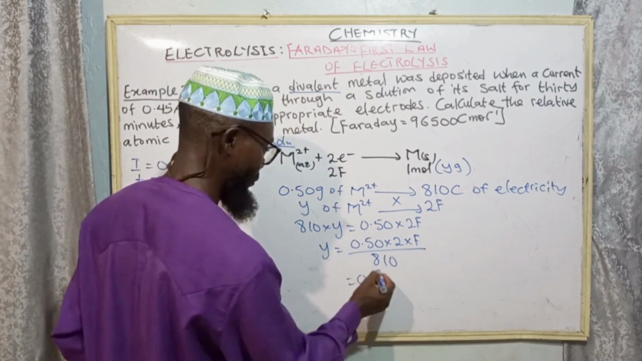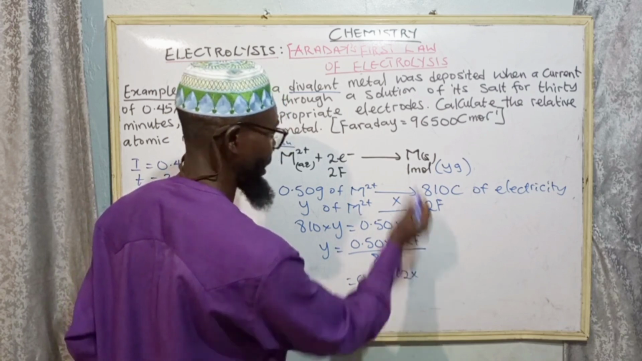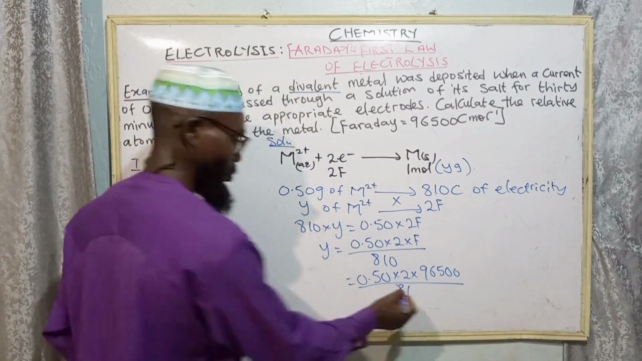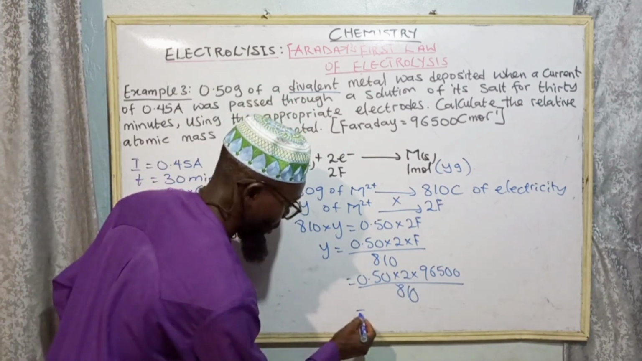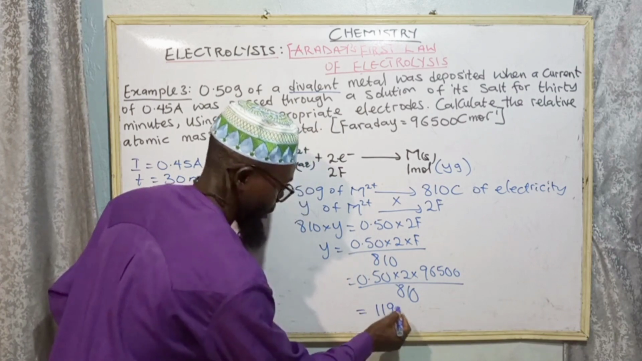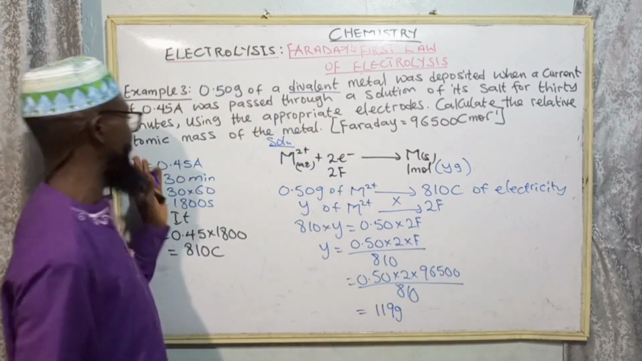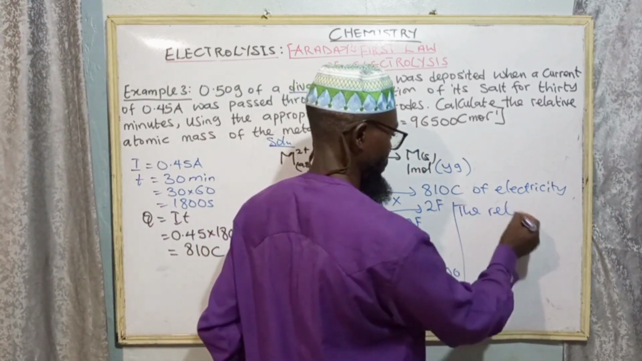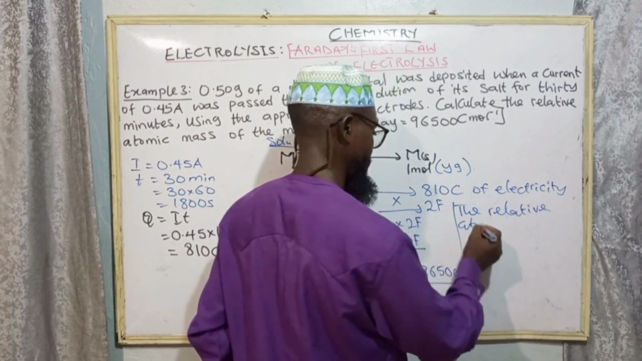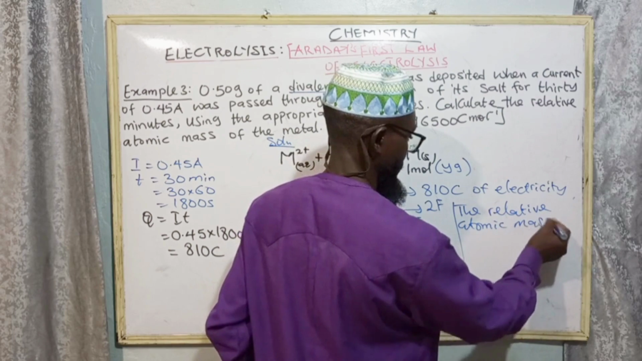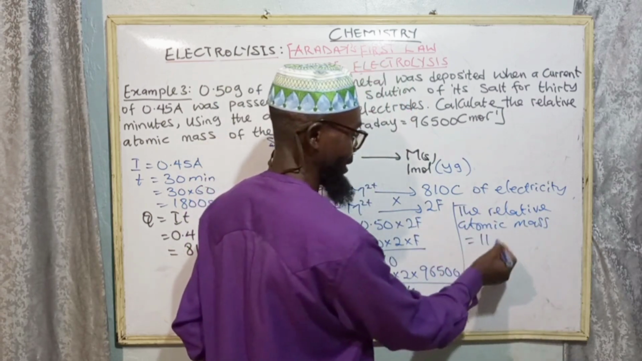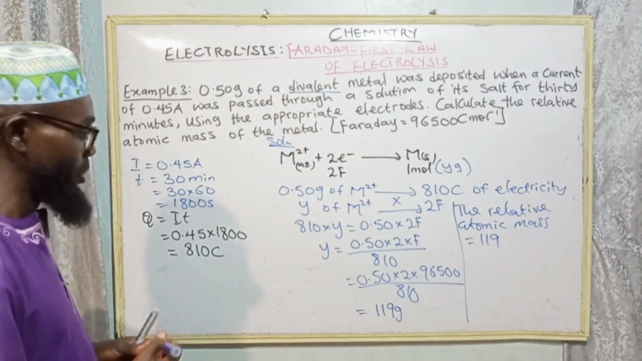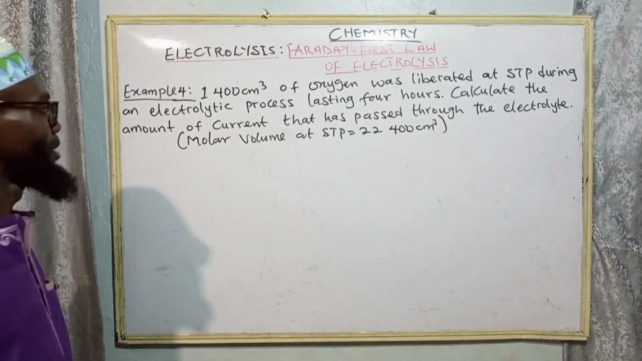That is 0.50 multiplied by 2 multiplied by our Faraday, 96500, divided by 810. So when we multiply, what do we have? We have 119 grams. But we are told to find the relative atomic mass of the metal. So from here, the relative atomic mass equals 119, without unit, because we're talking about relative atomic mass, it has no unit. So that is it.